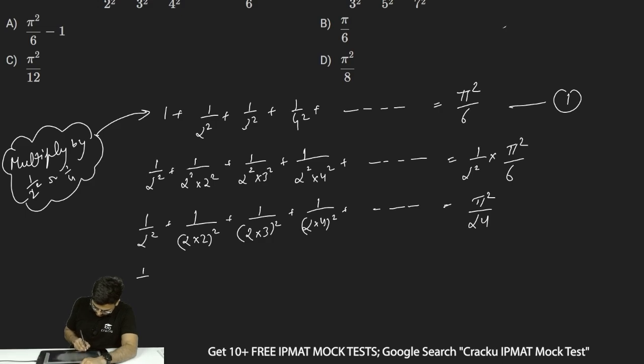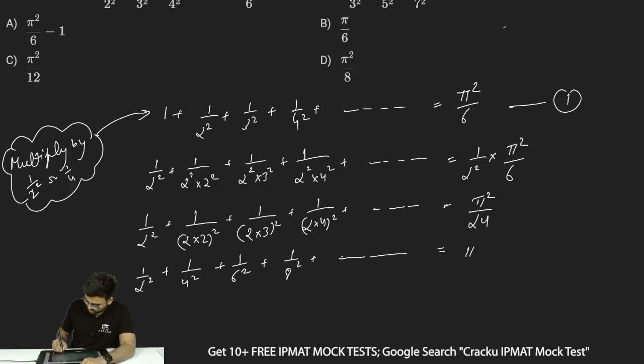I'll just rewrite this equation. This will be 1 by 2 square plus 1 by 4 square. This 1 by 2 into 2 square can be written as 1 by 4 square. 1 by 2 into 3 square can be written as 1 by 6 square, plus 1 by 8 square, up till infinite, is equal to pi square by 24. Now this is our second equation.